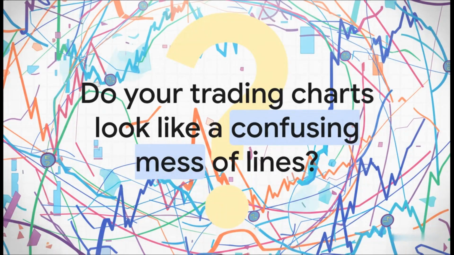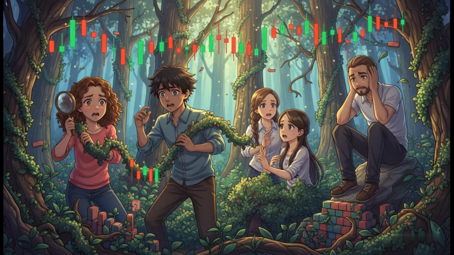A total spiderweb of lines where it seems like every single dip and peak has a line drawn through it. It's just overwhelming, and honestly, it can leave you completely paralyzed. But what if I told you the problem isn't that you're drawing too many lines? The real issue, the thing that's causing all that clutter and analysis paralysis, is the time frame you're starting on. So many traders get lost in the weeds of the daily chart, and it's killing their clarity.